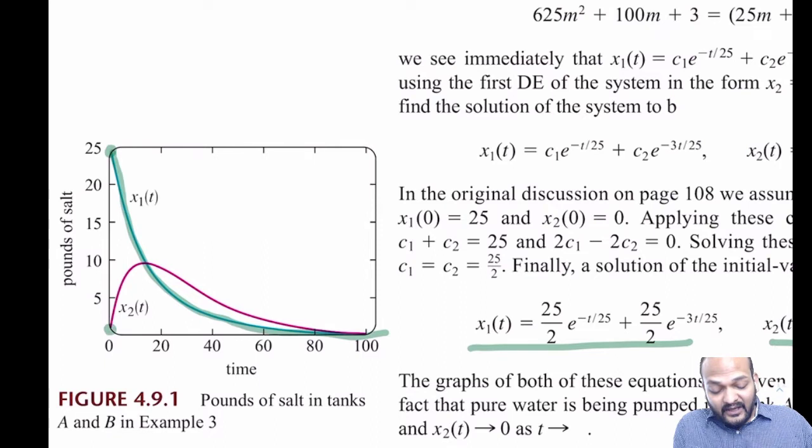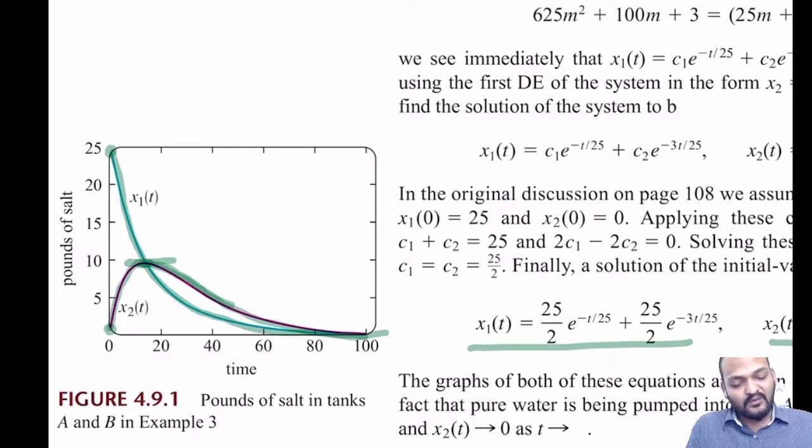But if you take a look at the x2, the tank 2, what is happening? Since initially it does not have anything, the amount of salt is spiking up, and then it is going to reach the maximum. That maximum seems to be 10 pounds, right? Once it reaches the 10 pounds, then it is slowly going down, because we keep on adding water, diluting tank A, and tank B gets the salt from tank A. So therefore, it's also going down, and eventually also becomes pure water, right?